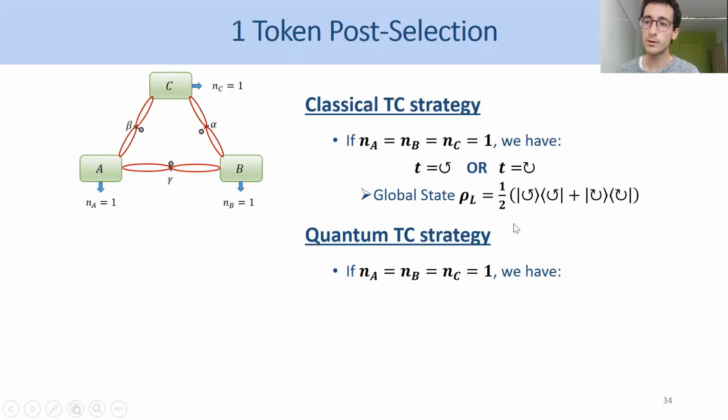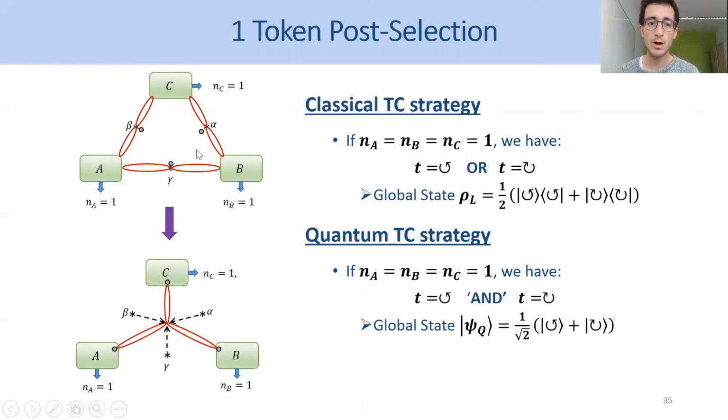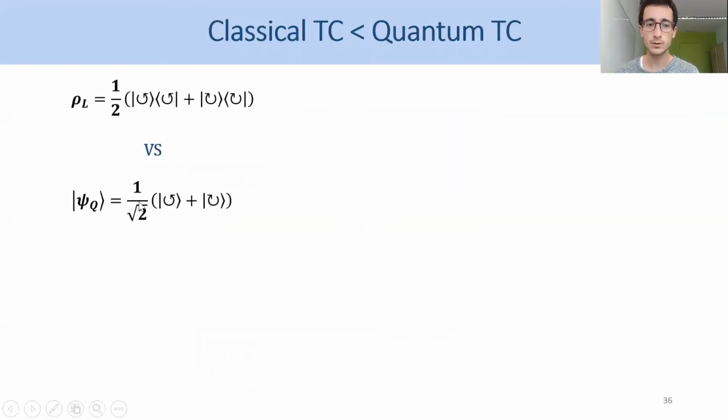But now if I consider a quantum token counting strategy, it's totally different. It's totally different because actually I will have a coherent superposition between those 2 cases. So the global state of the 3 sources after the post-selection of 1 token per source is this coherent mixture of turning the direct way and the anti-direct way. And quite clearly, those two states are very different.